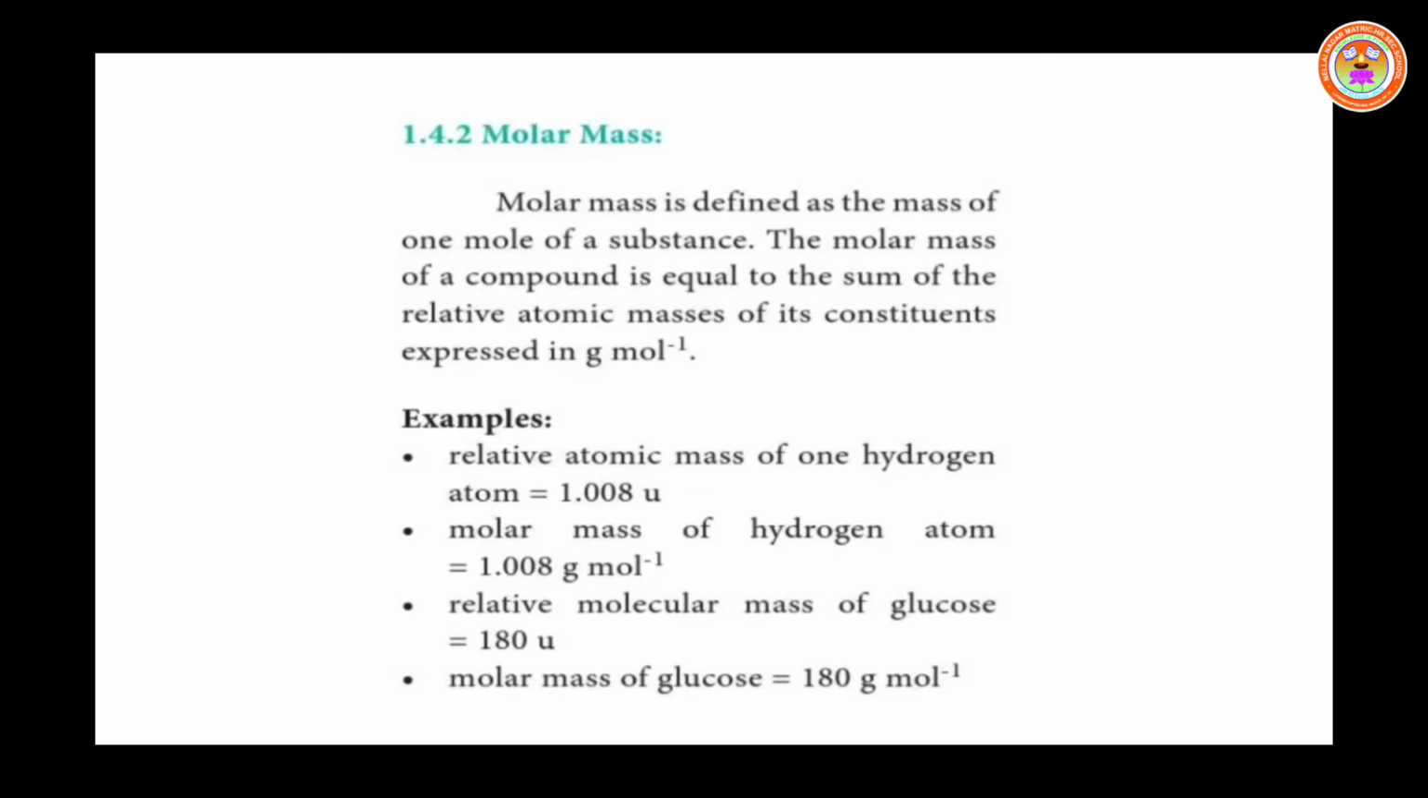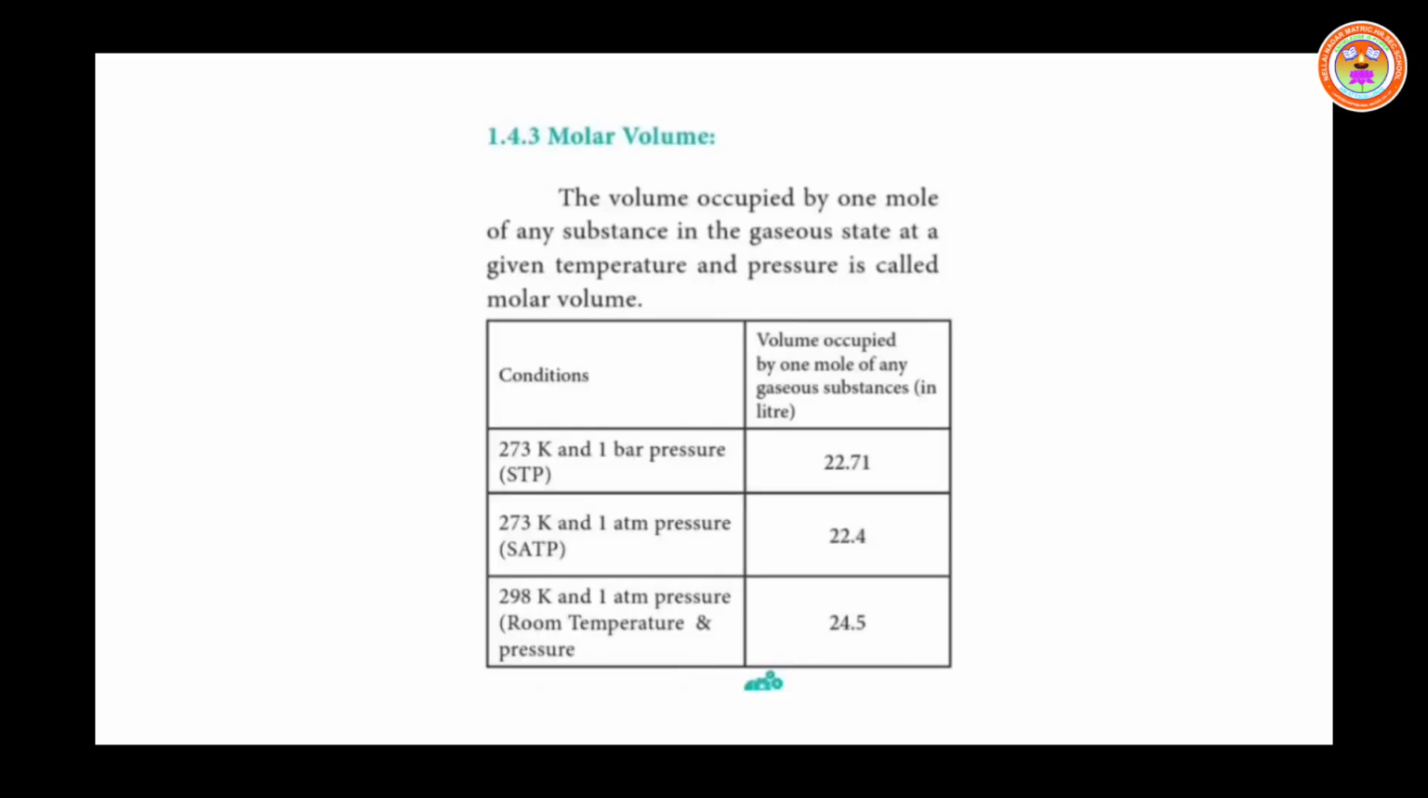The relative atomic mass of one hydrogen atom is equal to 1.008 U. The molar mass of hydrogen atom is 1.008 gram per mole. Similarly, the relative molecular mass of glucose is 180 U. The molar mass of glucose is 180 gram per mole. Understand? Then next we are going to see about molar volume.